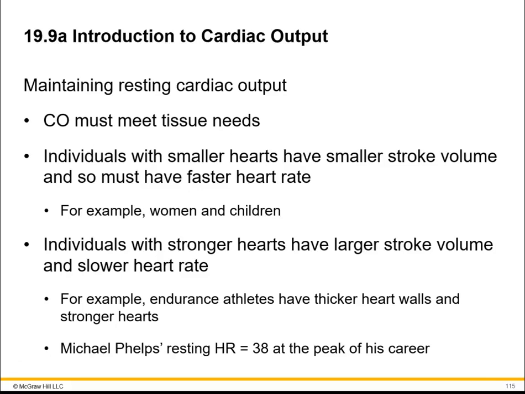Athletes are a big example here. Endurance athletes have thicker heart walls and therefore stronger hearts. Just as an example, Michael Phelps, the Olympic swimmer, his resting heart rate at the peak of his career was somewhere around 38 beats per minute. The normal for the average non-athlete human is between 60 and 100.